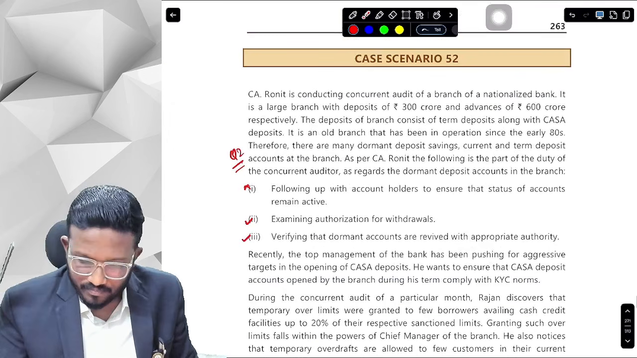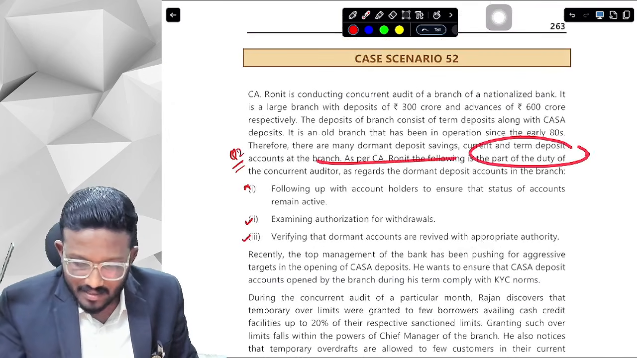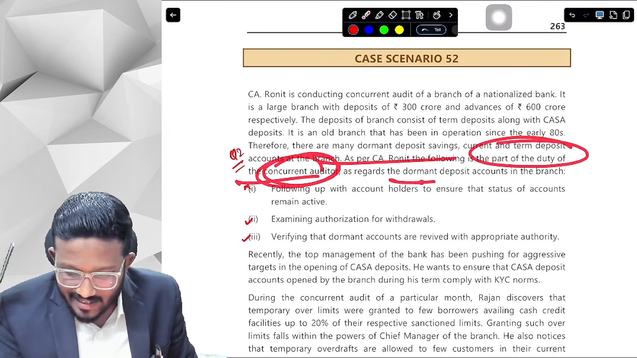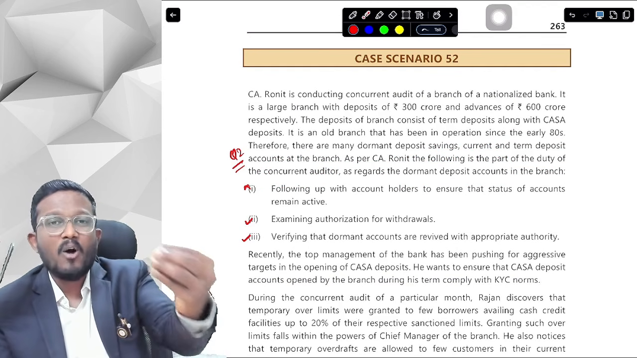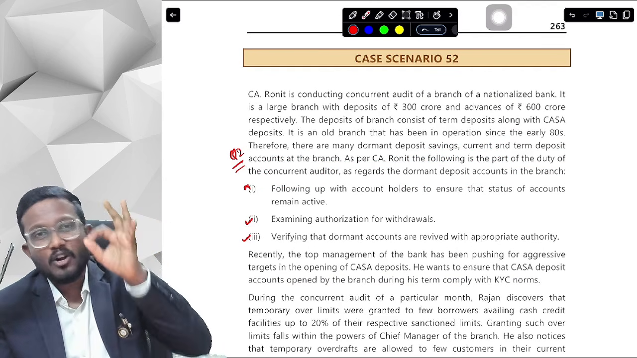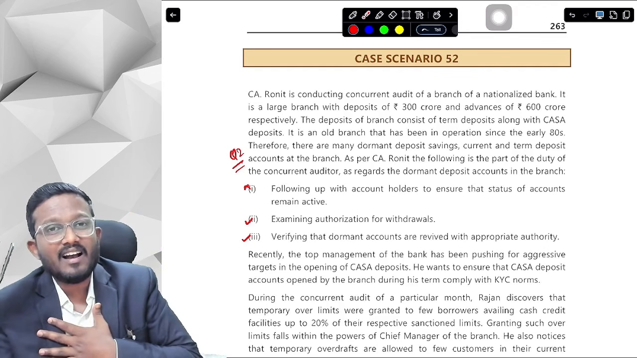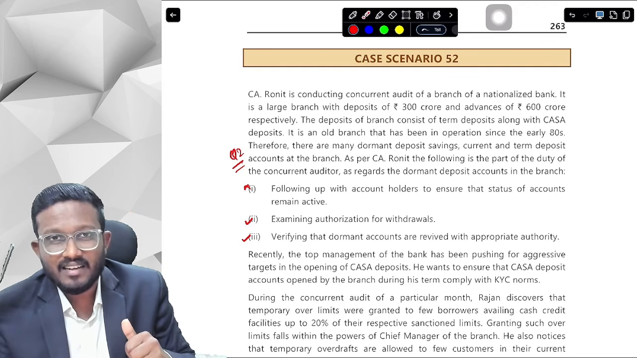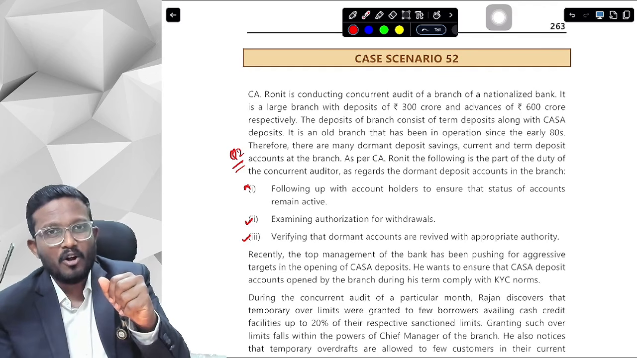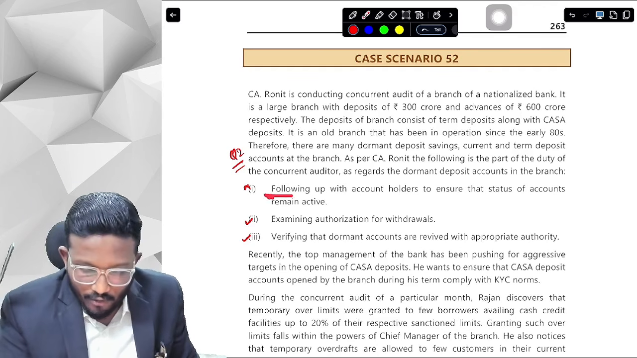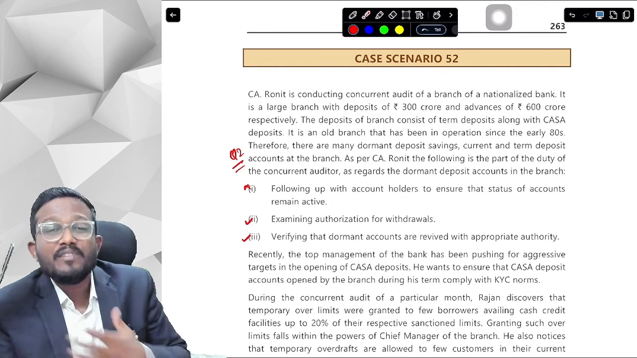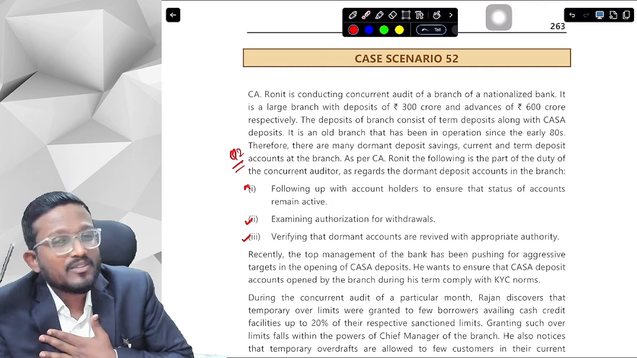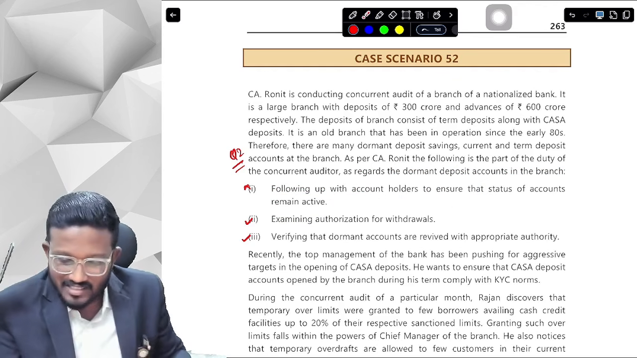So basically, as per CA Ronit, the following is part of the duty of the concurrent auditor regarding the dormant deposit account. What is a dormant deposit account? One which is not in operation for more than 2 years is called a dormant deposit account. Now, what procedures do we have to perform as concurrent auditor for a dormant deposit account? First, we need to follow up with the account holders to ensure that the status of accounts is active. Do we as the concurrent auditor have to follow up with the depositors? No sir, we do not have to do it. So this is not our procedure.